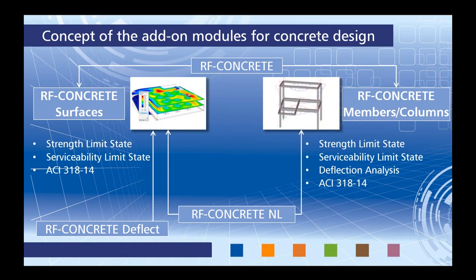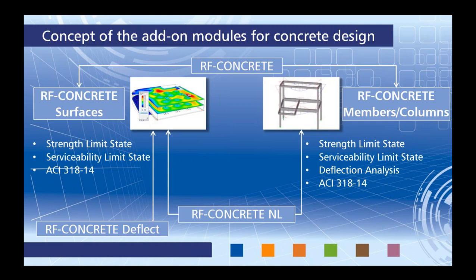Now our other program, RF-CONCRETE Surfaces, that you see over here on the left, this is for any type of slab element, surface element, walls, plates, shells. And here we can also do a strength and serviceability limit state design according to the ACI 318. We also have several international codes for all of these modules as well. Now, as far as deflection, today we will be using RF-CONCRETE Deflect. So RF-CONCRETE Deflect is a linear elastic analysis to take into account creep and shrinkage. Now, it is integrated directly within our RF-CONCRETE Surfaces add-on module.